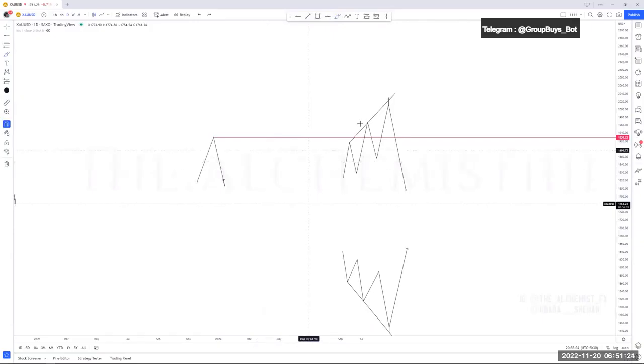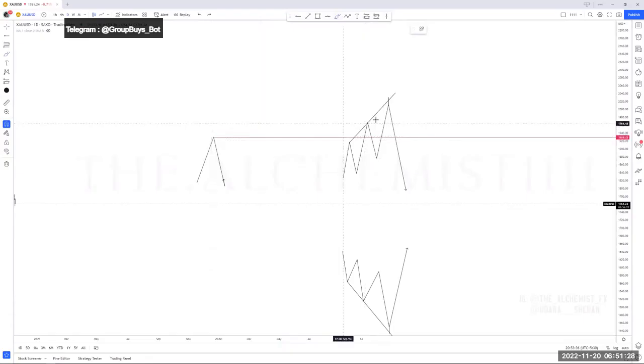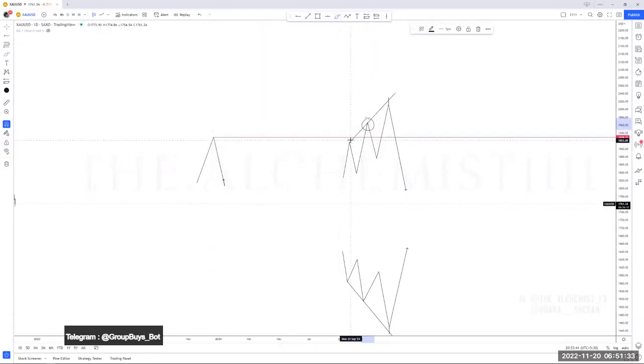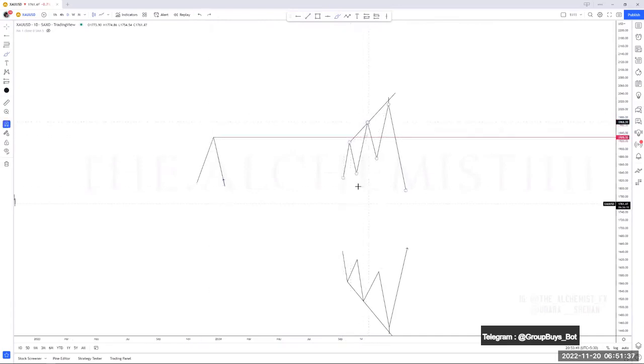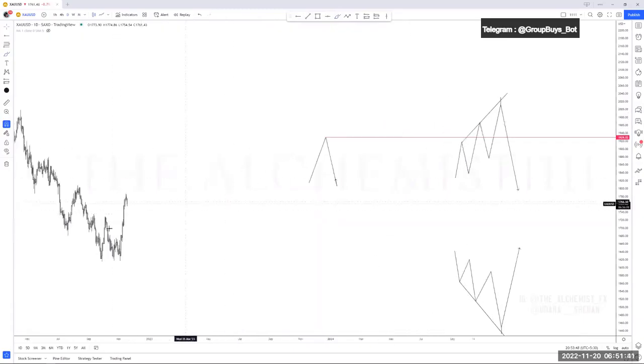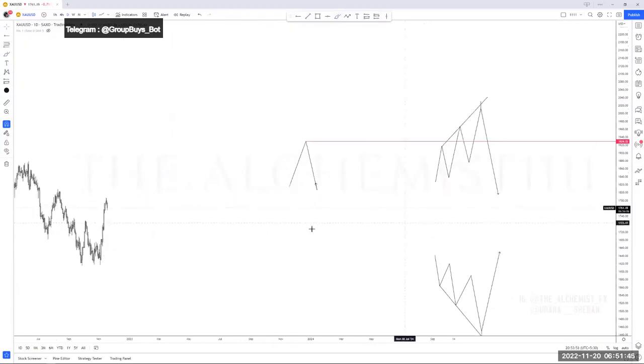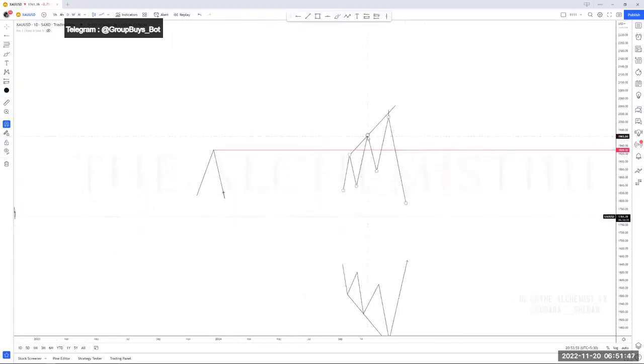Remember, the second point must be above a higher time frame key level. The first point could be from anywhere, but the second point must be above a higher time frame key level. Because like I showed you, you can just pull out these trend lines from everywhere, right? But how do you know which one is the right one? That is how you know the second point is the right one.